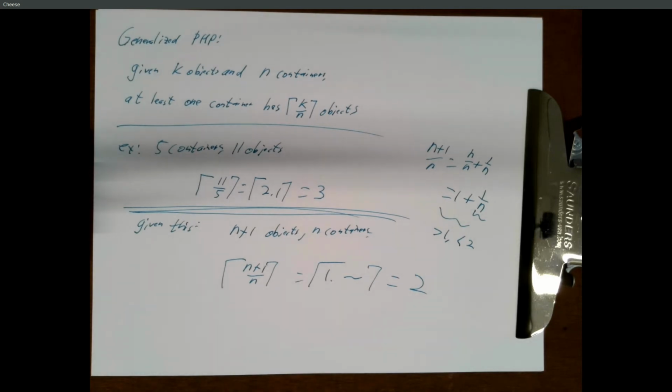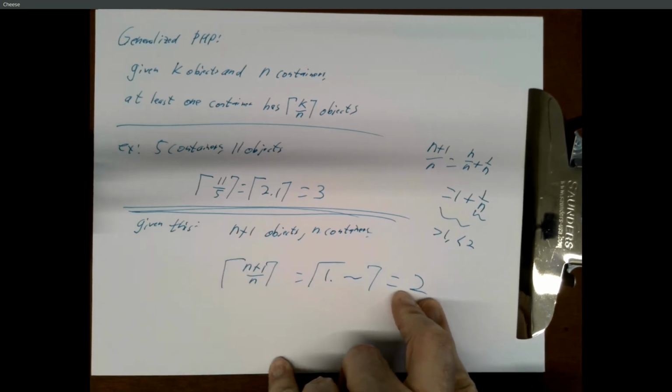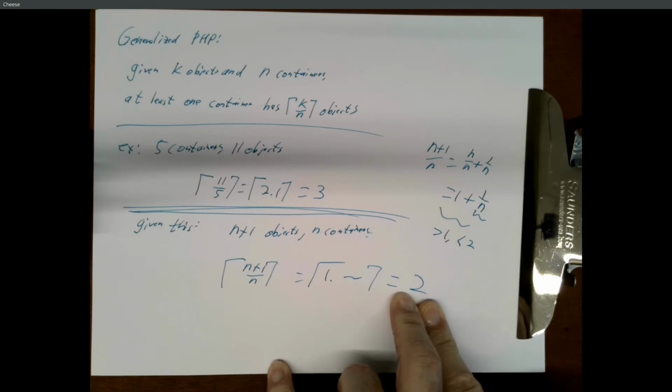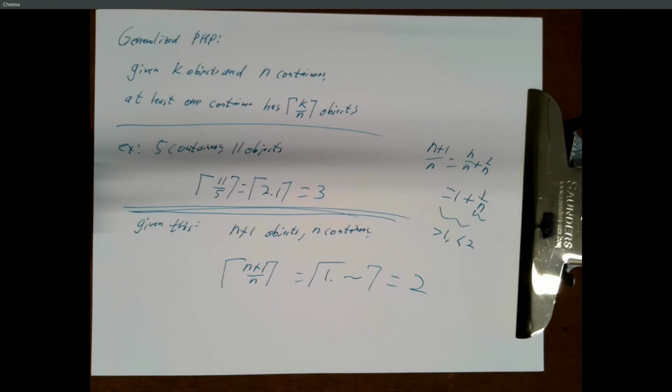So the generalized pigeonhole principle says if you had n plus 1 objects in n containers, at least one container would have at least 2 objects in it, which is just the simple pigeonhole principle. So that's why this is generalized. It works in more cases, but you can get the simpler version from this. All right, is that making sense?